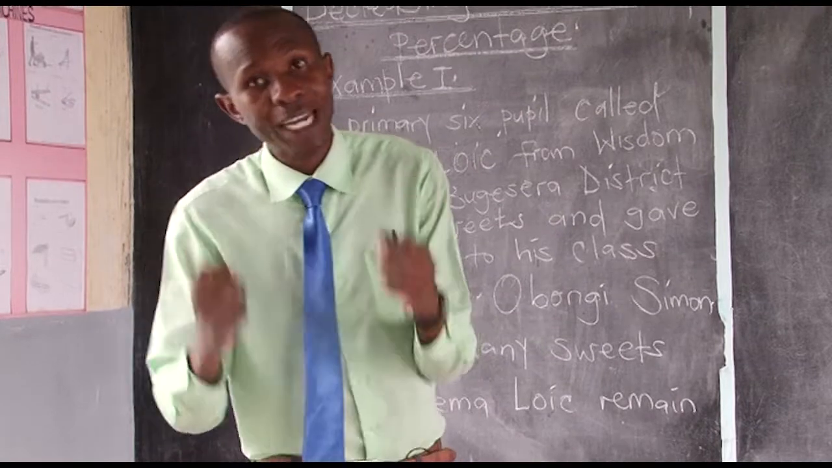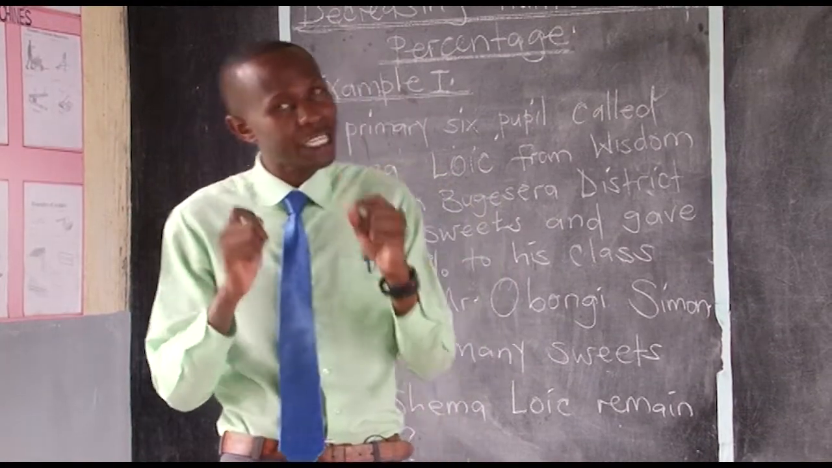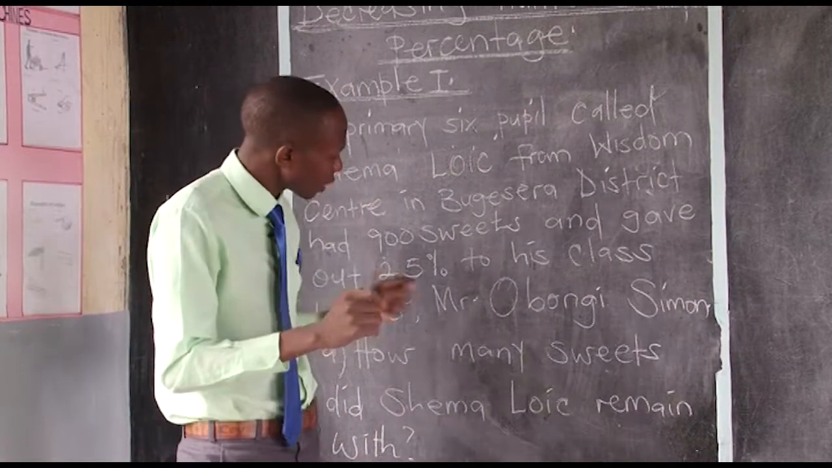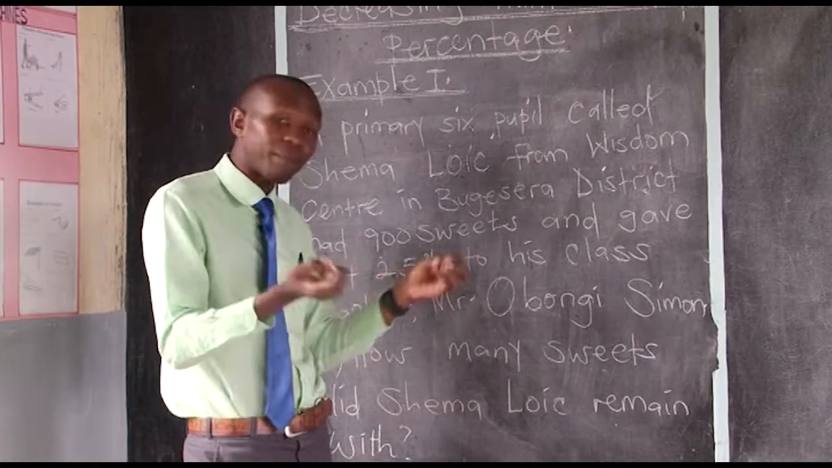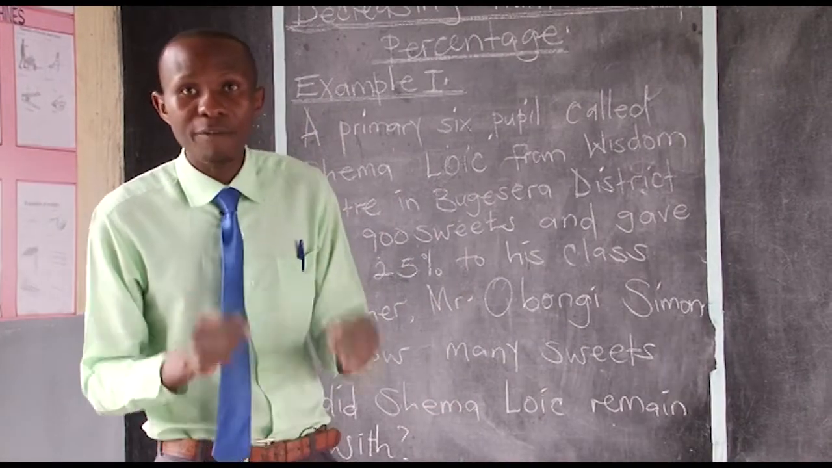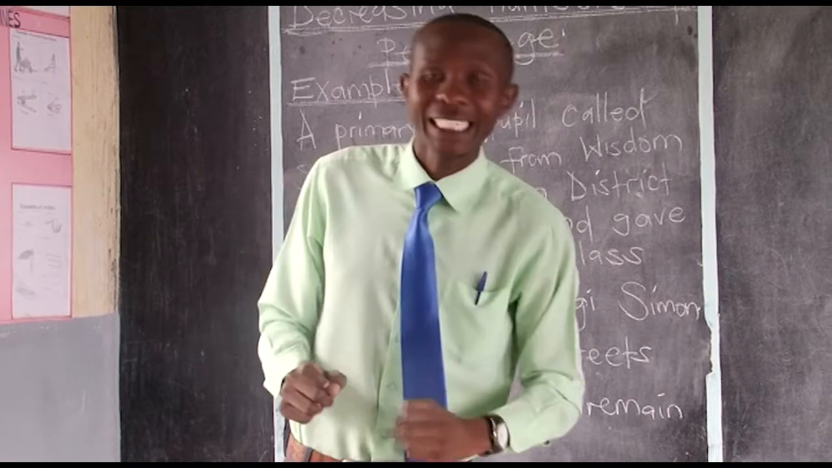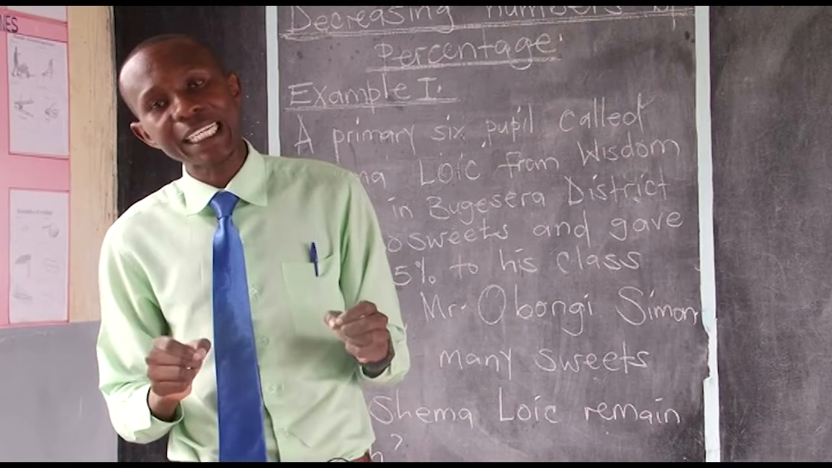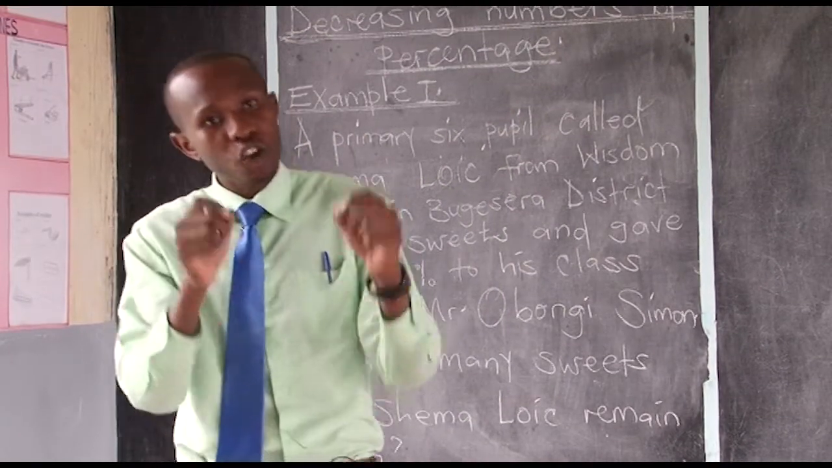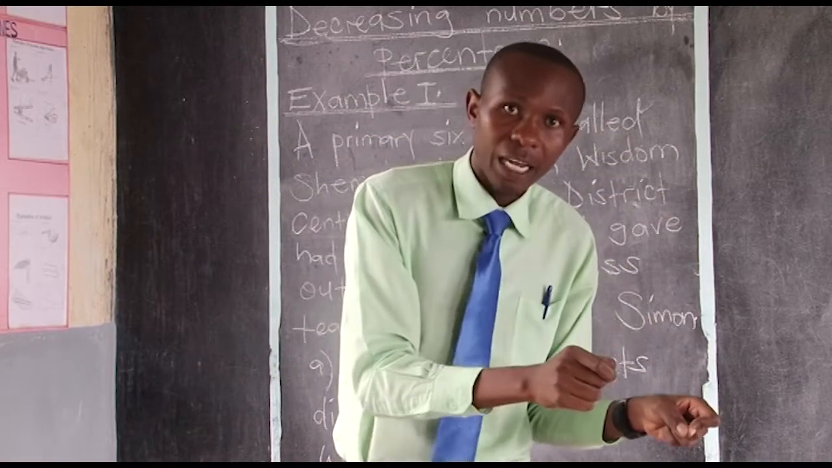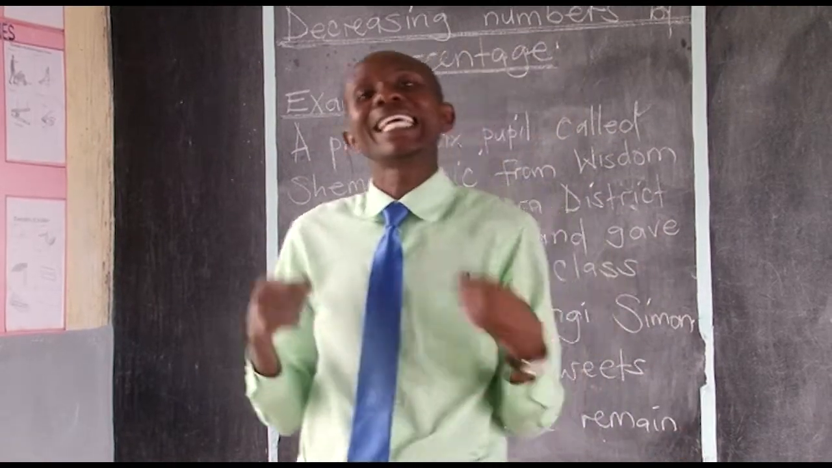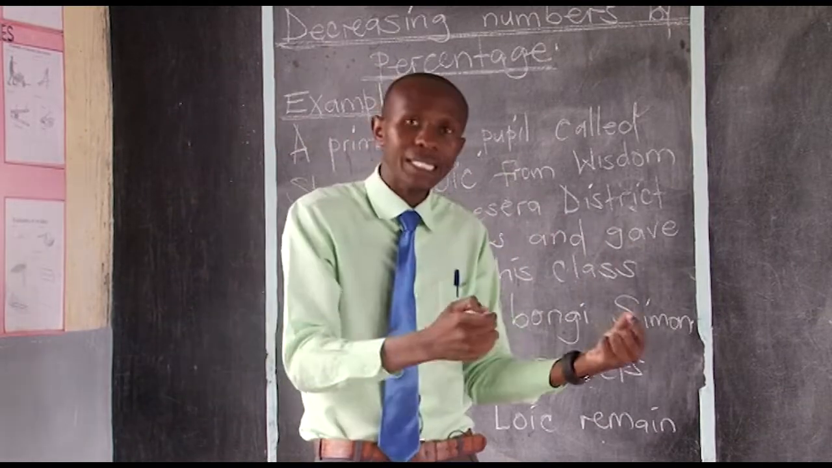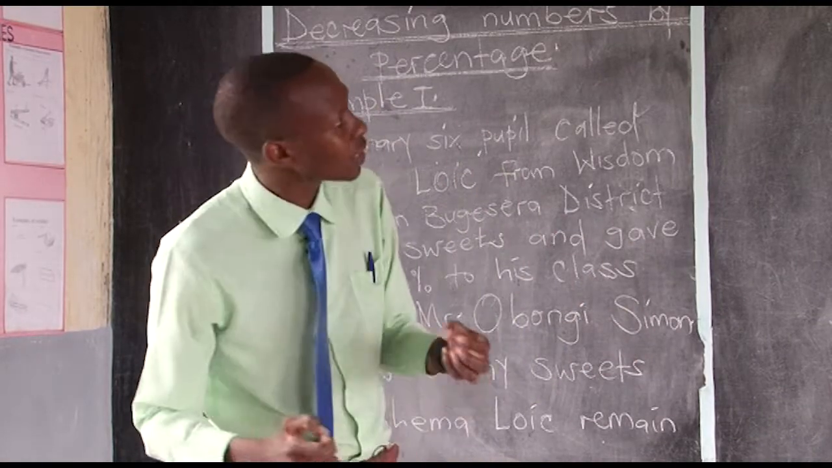No. In order to find the number of sweets that he remained with, we first of all have to consider the original percentage. The original percentage is equal to the original amount of sweets that he had, or the original number of sweets. That is what we are supposed to do.